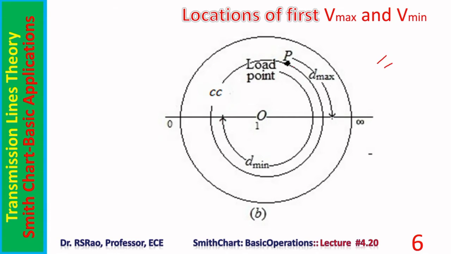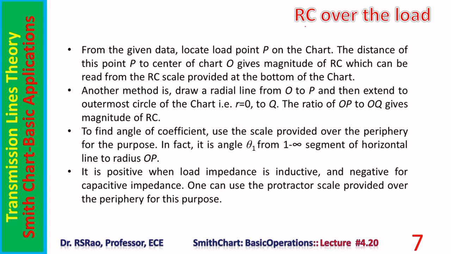Here it is shown. This is load point P. From P to, if we call it Q, from P to Q, measure the distance using the outermost scale. That gives the distance of voltage maximum from the load in wavelengths. If you continue measuring distance up to R, then that gives D minimum. So this is Dmax, D minimum. Dmax means voltage maximum distance, D minimum means voltage minimum distance.